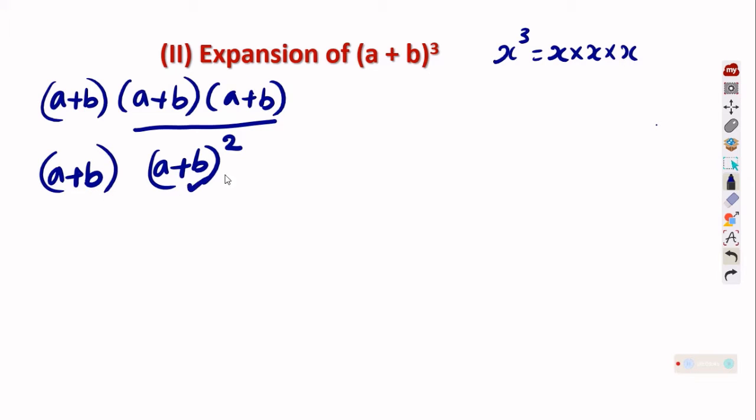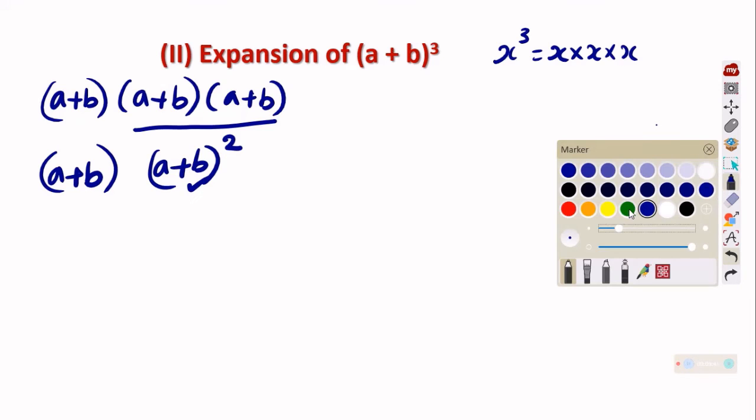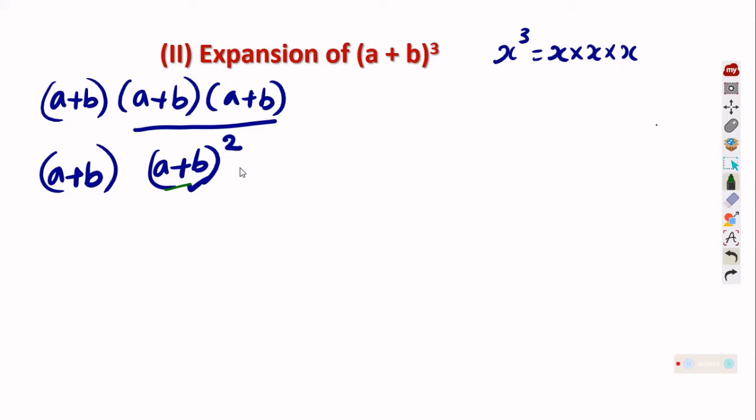But this one we are familiar with from last year. What is that? It is equal to this one, (a plus b) whole square. We know that it is equal to a square plus 2ab plus b square, correct? This is its expansion. So in that case, this became (a square plus 2ab plus b square) and this (a plus b) as it is.